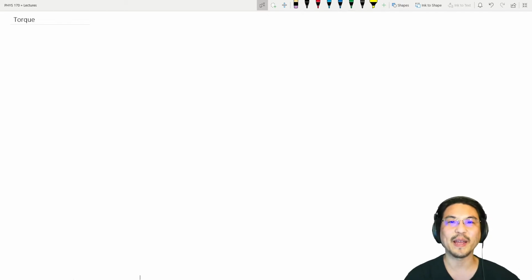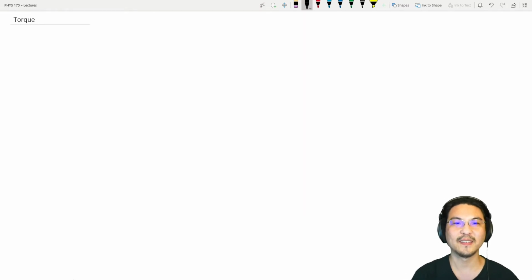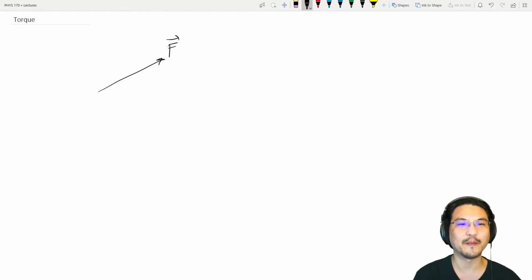Everybody. So, brand new definition of a vector called torque. If you have a force in space, let's say force F, then you say the torque by force F about some point in space. Let's say I have a point over here, point A. The torque by force F about point A is, you draw some position R.